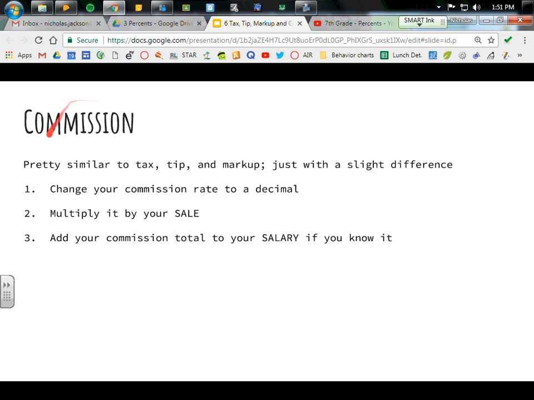We're still going to change our commission rate to a decimal. We're going to multiply the commission rate by the amount of the sale, and that's going to give us our commission. Now, you can only add your commission total to your salary to get a total amount that the person would make. You cannot add your commission total to your sale because you're not making the amount of the sale. You're making your salary plus your commission. So that's what makes commission a little bit different than tax, tip, and markup.